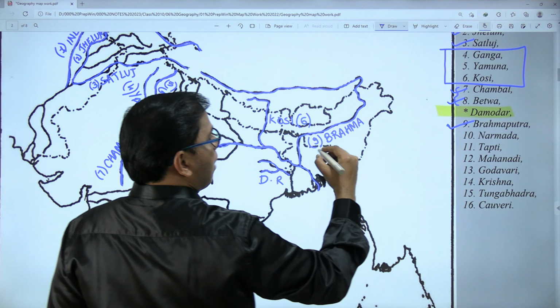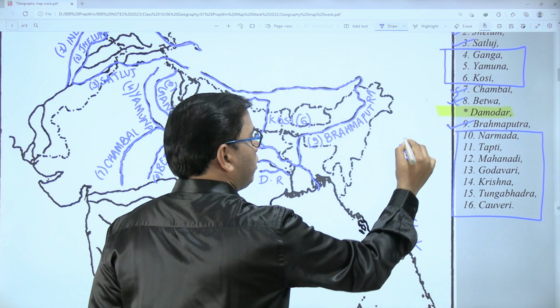Now last 7 rivers. They are what? Difficult or easy? Yes, we are going to mark them in a chunk, all 7 together. We will see all the 7 rivers together. For this, you can remember some mnemonic like NTM. Okay, first is NTM, then GK and TK.